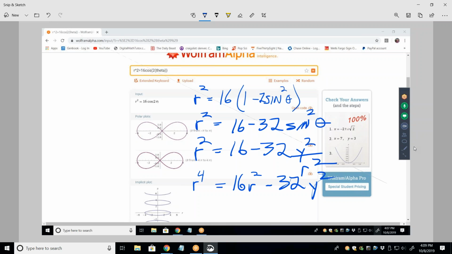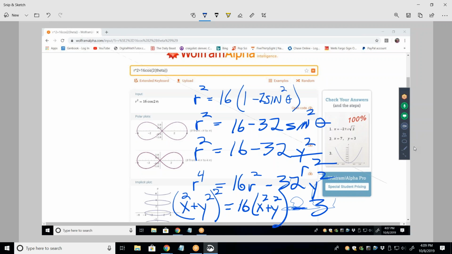And then, of course, this is x squared plus y squared, squared, equals 16 times x squared plus y squared. And now I have everything in x and y. And it doesn't look anywhere near like an ellipse, so I just did the math wrong before. Unfortunately, it doesn't look recognizable either.